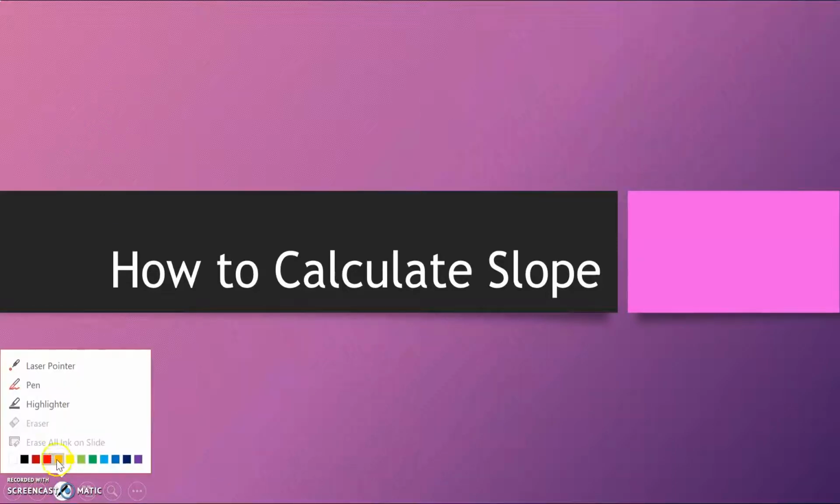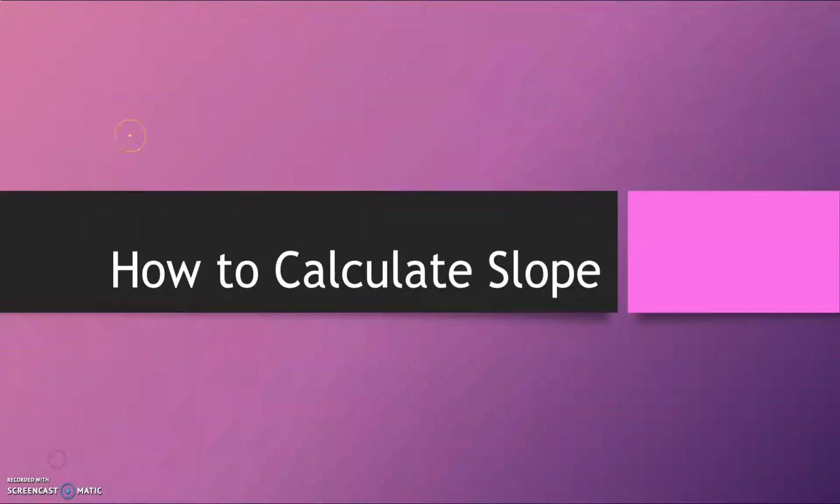Hi, so in today's video we're going to be talking about how to calculate slope on a graph. There's two different ways that you can do it. One is the saying rise over run, where you count the rise over the run and you divide it, and whatever that number is, that would be your slope.